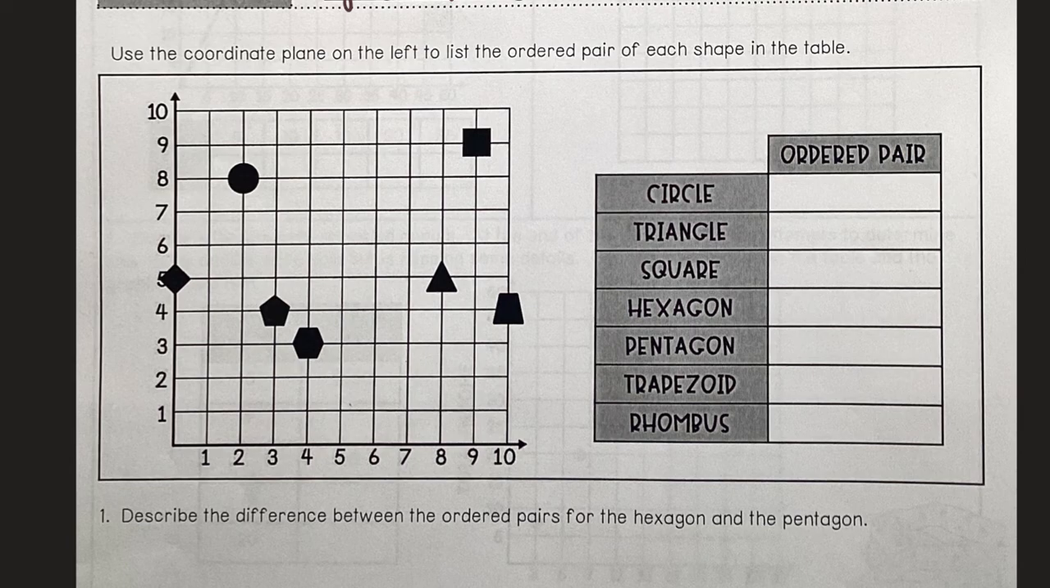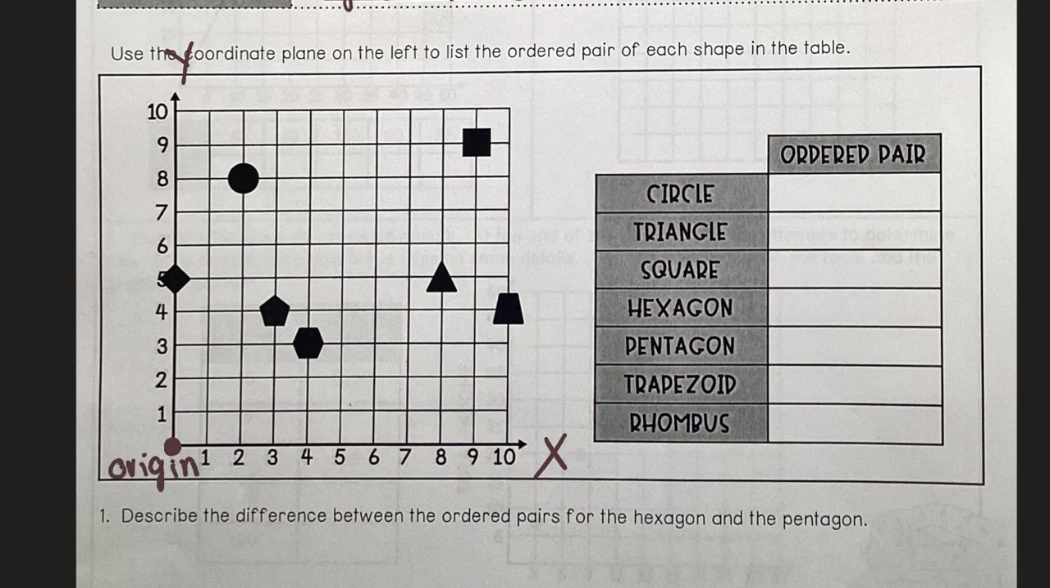Okay, so first off, I'm looking for my circle. Now, I always work with my x-axis first. So this is my x-axis, my horizontal axis, and my y-axis is my vertical axis, so way up here. And right here in the center, this dot right here is our origin. That is where we always start.